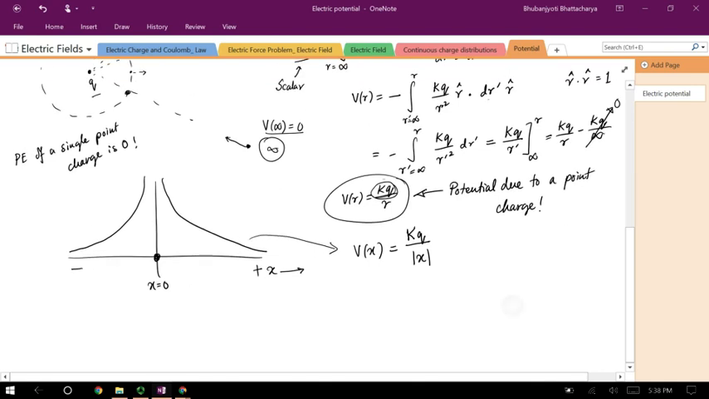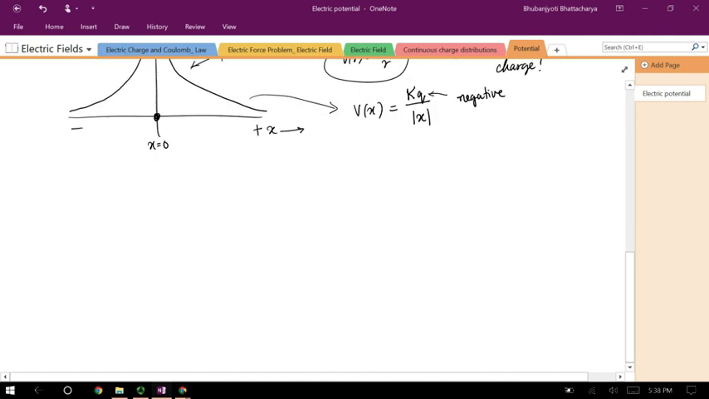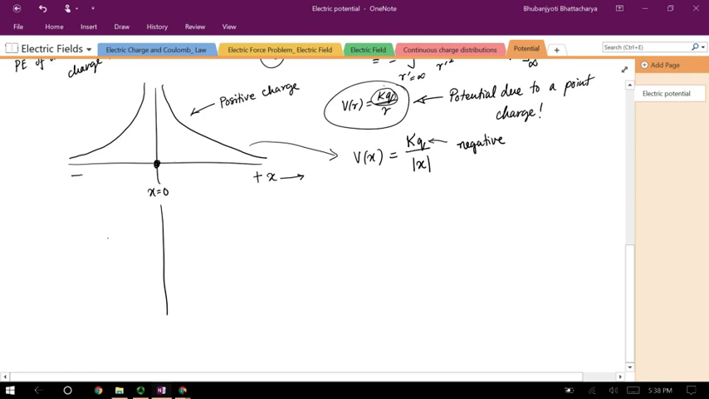What happens if my charge was negative? What if this q is a negative value? Then you can see that the potential also will be negative. So this plot is for a positive charge. If my charge itself is negative, this plot will also be negative, which means that this is going to be the form. This is for a negative charge.